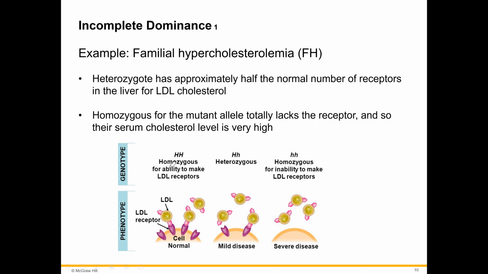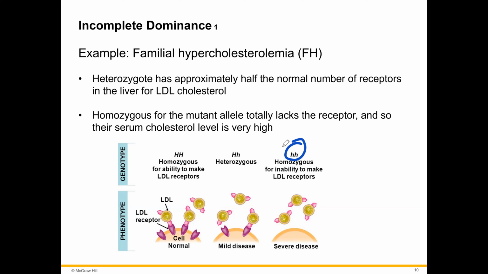So what does it mean when people have a high cholesterol level? Cholesterol level where? In their blood. So they draw their blood, they do the analysis of the blood, and they tell you how much cholesterol is in the serum of your blood. But these receptors allow removing cholesterol from the blood into the cells, and then metabolizing it, getting rid of that cholesterol. So a person who is homozygous dominant has normal ability to make receptors.